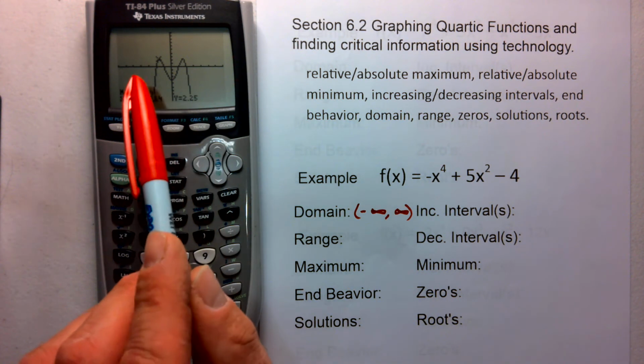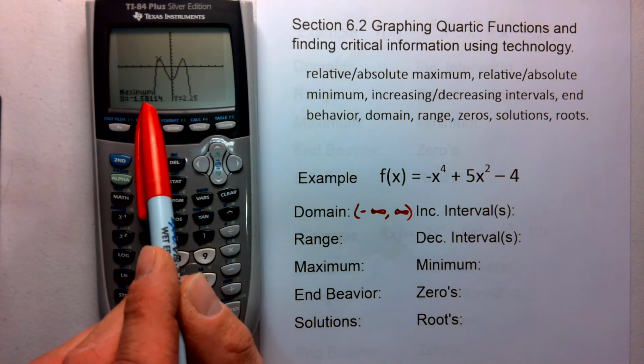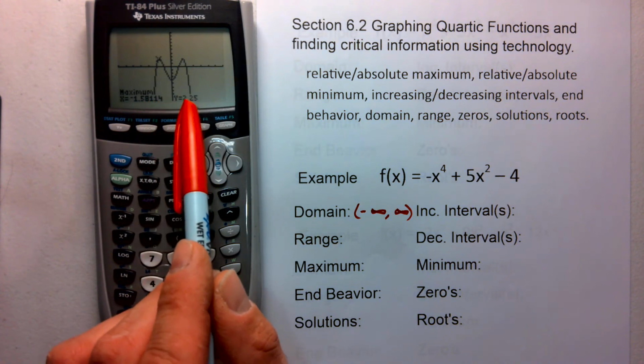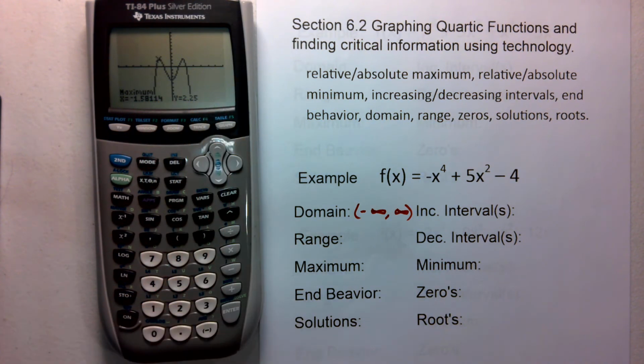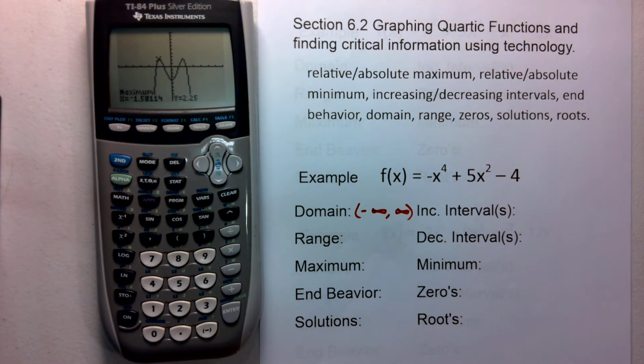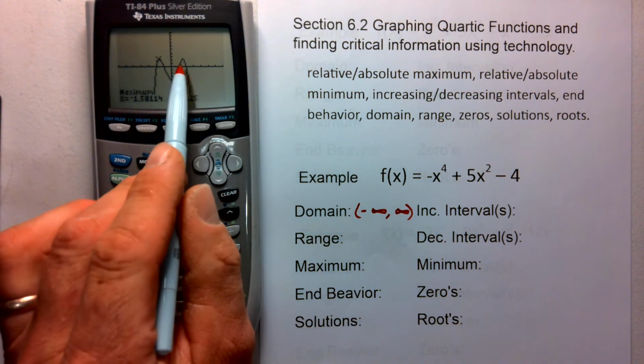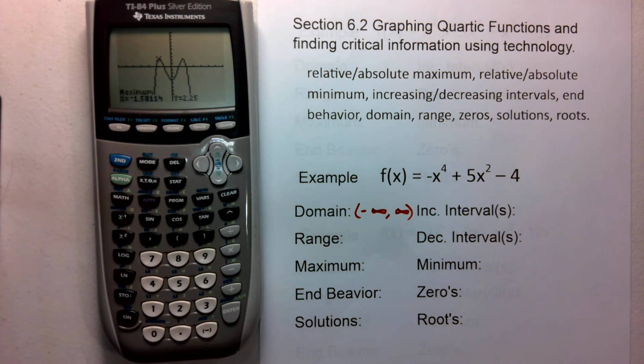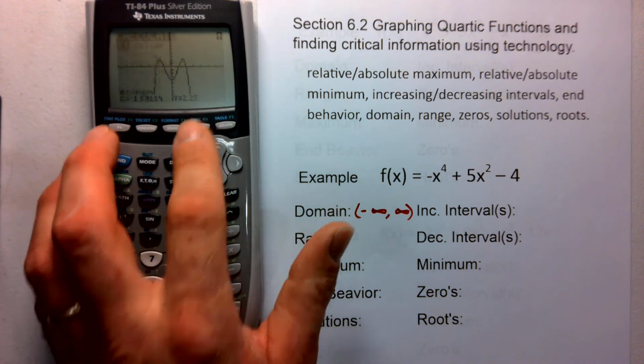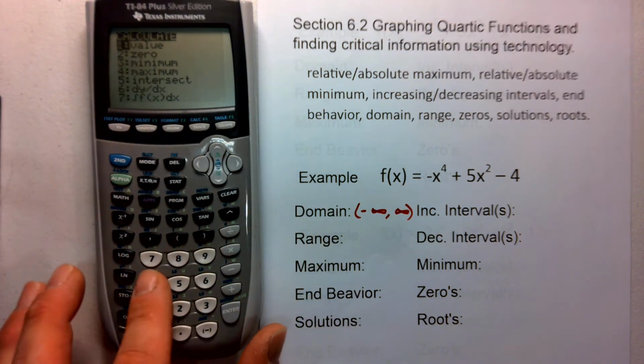So we have a maximum value here at negative 1.581, the x value, and our y value is 2 1/4. So I'm going to come down here off to the side and just write that down for a second, so that we have what that value is, because I want to check this other value as well to see what that maximum point is. So I'm going to do second trace, my maximum again.